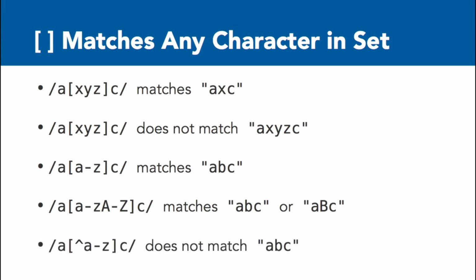If the first character after the opening square bracket of a character class is a caret, the class matches any single character that is not in the class. For example, caret a-z matches any character that is not a lowercase letter. It doesn't match a, b, c, but it could match a space, a period, a dollar sign, a Z, and so on. Anything that isn't a lowercase letter.